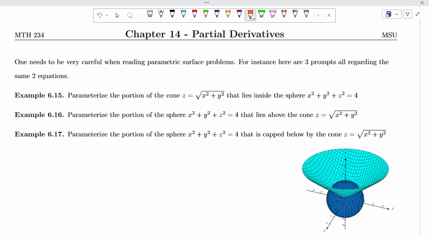So let's instead work with the cone. It looks like this, the square root of x squared plus y squared over 3. Notice that over 3 is going to be on the inside of the square root.